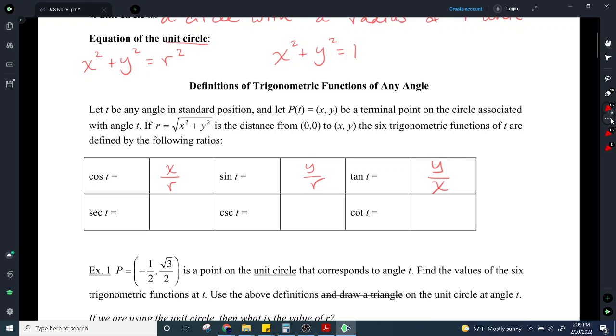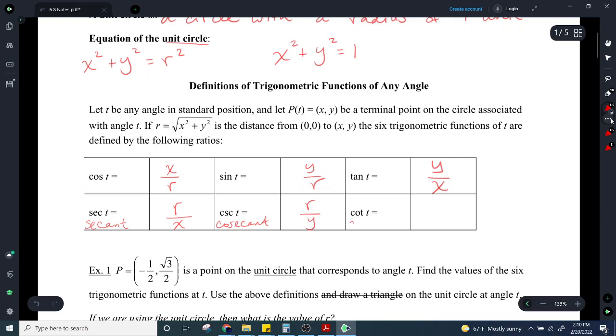Now, these other 3 along the bottom are called the reciprocal functions of the ones above. This one, SEC, the word written out is secant. The secant of t is the reciprocal of cosine. Think about what reciprocal means: you flip the ratio. So if the cosine is x over r, secant is going to be r over x. CSC stands for cosecant. Cosecant is the reciprocal of the sine function, so that is r over y.